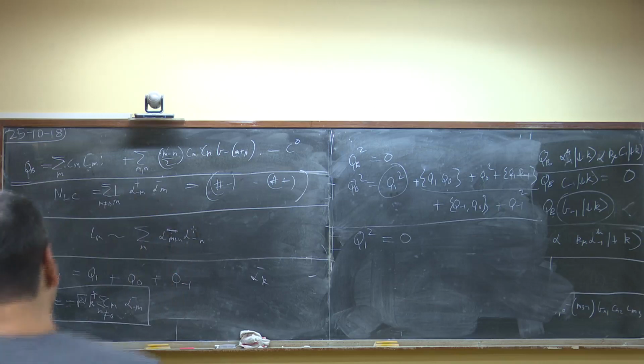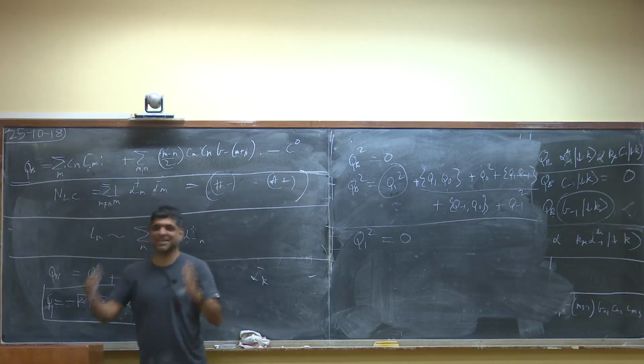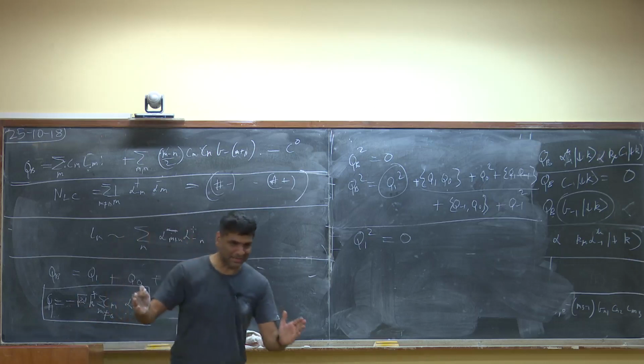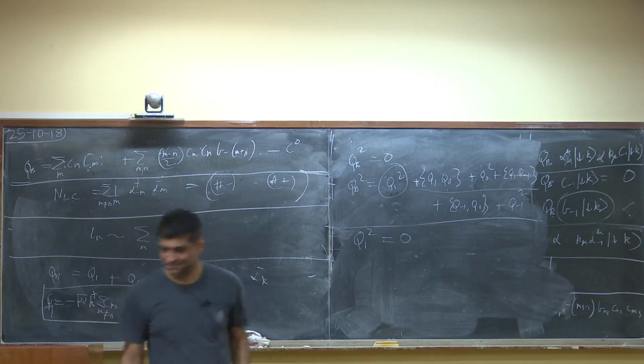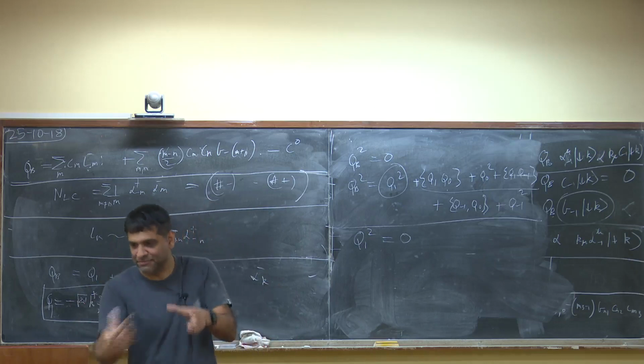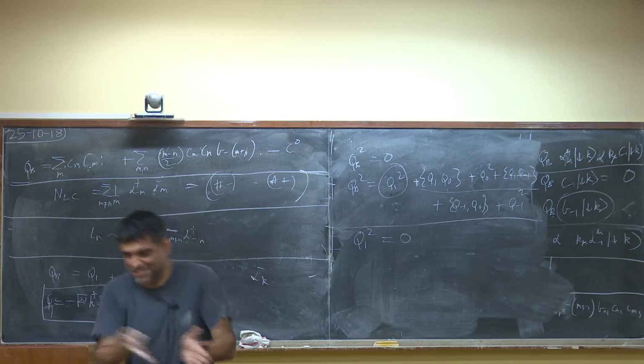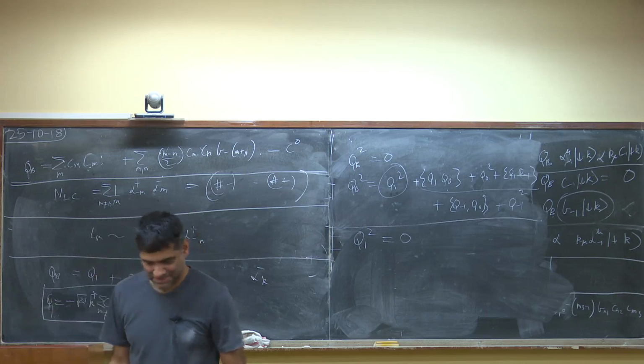Because it's 0, it's separately 0 in each charge sector. Right, you take 0, you take the commutator of it with NLC. It has to remain 0. But the commutator with NLC is different in different charge sectors. Therefore, each has to be 0. Do you understand what I'm saying?